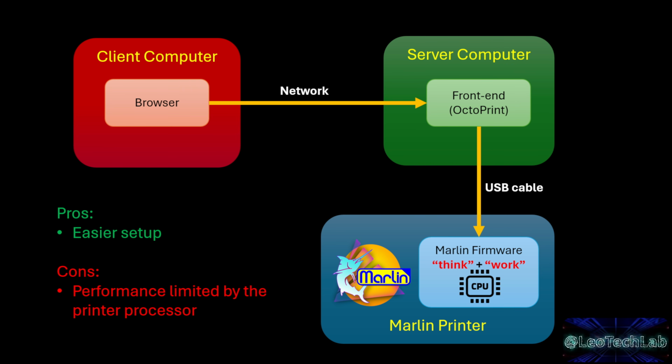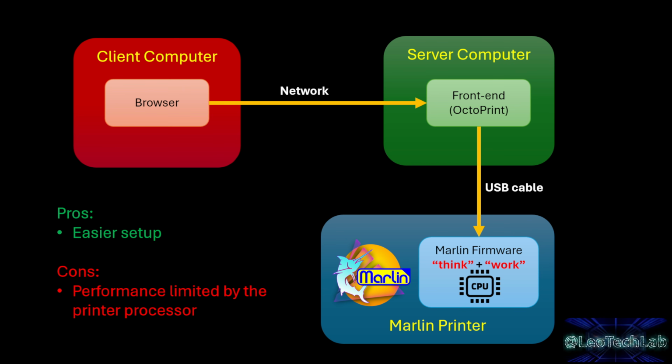We can simplify our life by installing a front end for our printer on a separate server computer, which is nothing more than a software that allows us to control our prints remotely and graphically through a browser, for example, which makes the process much more convenient. One of these front ends is Octoprint, of which I have already made videos about its installation on both Windows and Linux. Links will be in the description.